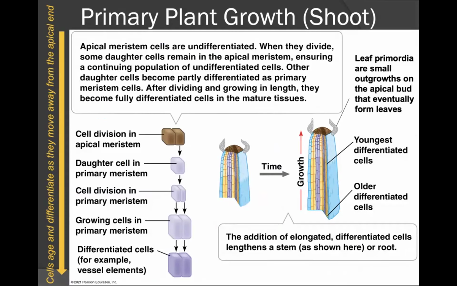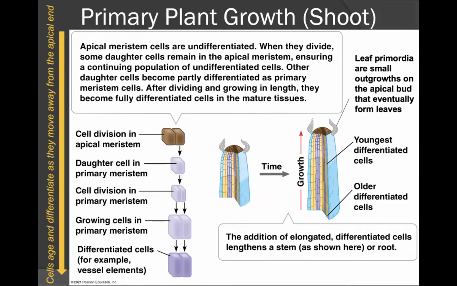This slide depicts the primary plant growth process in the shoot. This is present in the above portion of the plant and results in the vertical growth upwards. Note that the apical meristem is located at the top. This is typically surrounded by leaf primordia, which eventually will form leaves.